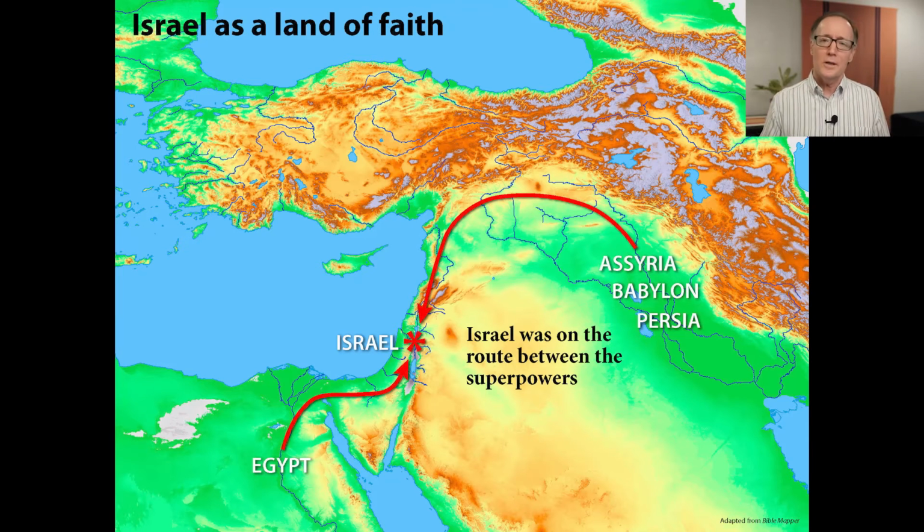When they were disobedient to the covenant, God would forsake them over to their enemies, and they would get overrun by their enemies. But when they were faithful to the covenant, they prospered, and God gave them protection from their enemies.